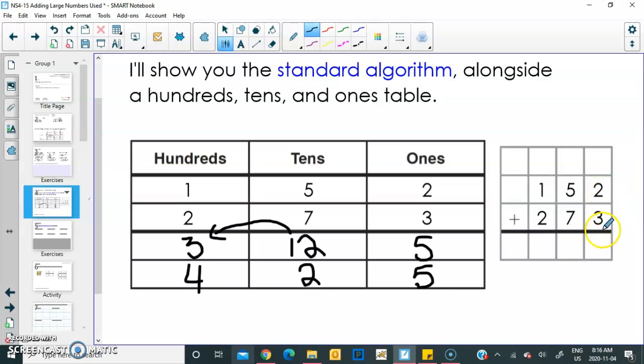So we have 2 plus 3, that equals 5. We have 5 plus 7, which equals 12. So you keep your 2 behind, and you do what's called carrying a 10 to the hundreds. So now you have 100 plus 100 plus 200, which equals 400. So your answer is still 425.